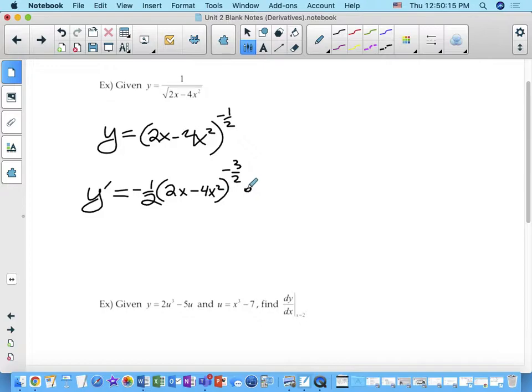times the derivative of the inner function. What's the derivative of the inner function? 2 minus 8x, right.